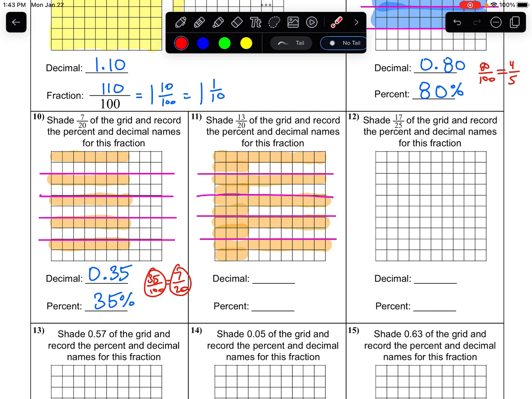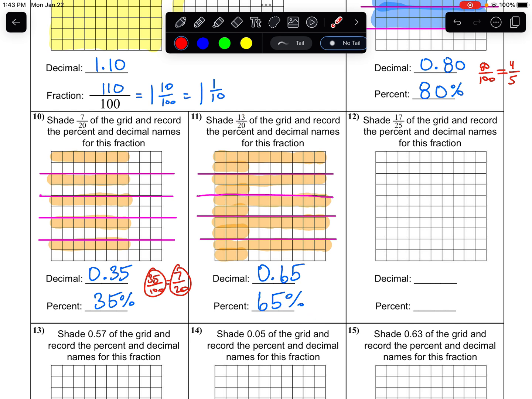So 10, 20, 30, 40, 50. I've got 50, and 3, 6, 9, 12, 15. So 50 plus 15 is a total of 65. So 65 out of 100, which is the same thing as 65%. As a decimal, that is 65 hundredths. And of course, if you reduced 65 over 100, guess what? You're going to get 13 over 20.